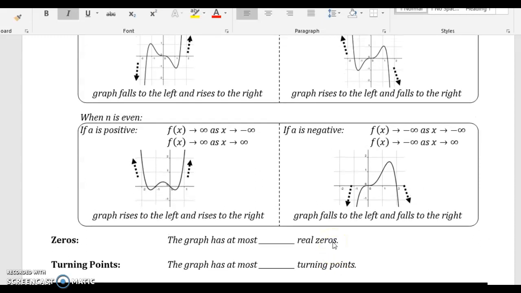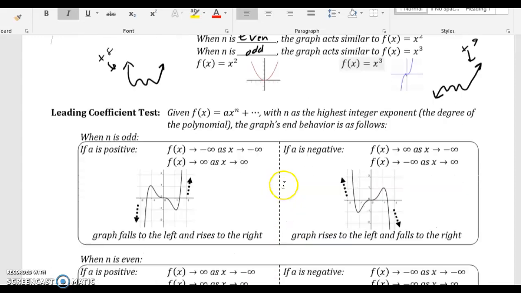Well, whatever your highest power is, it has at most that many real zeros. So if your highest power is x to the n, it has n real zeros. And the graph has at most n minus 1 turning points. So I drew a couple graphs up here.